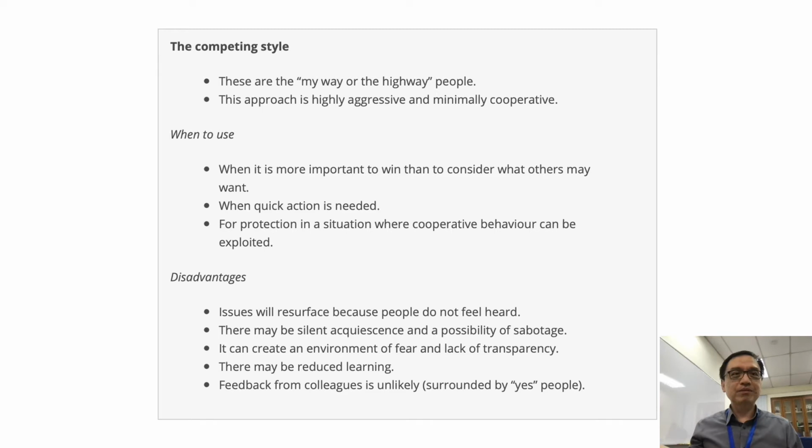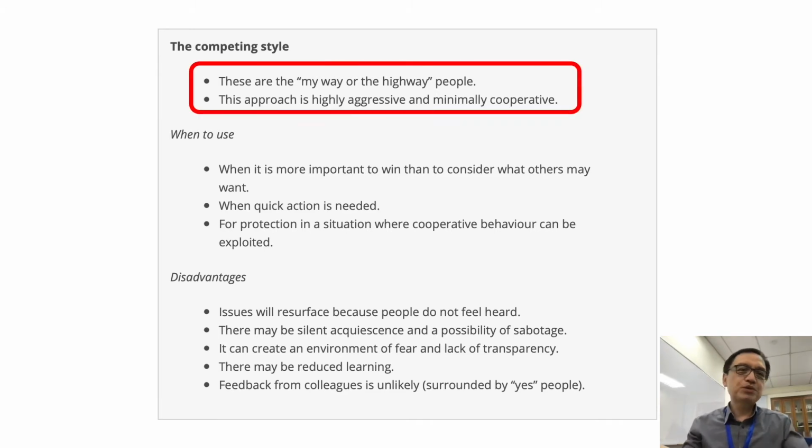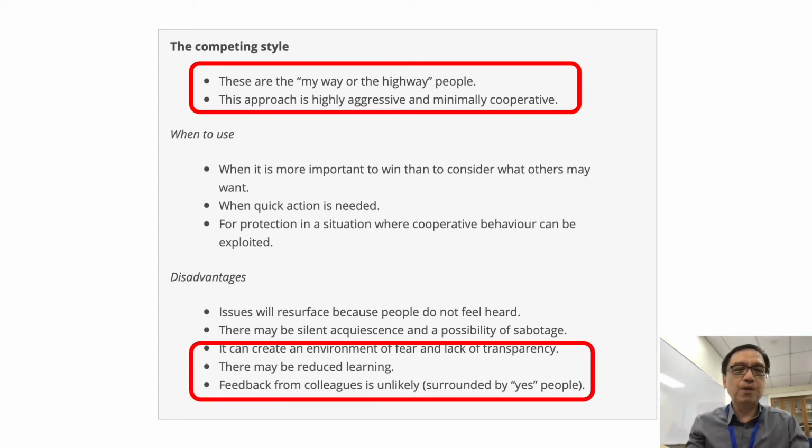Number 1, the competing style. I'm sure you have seen people who deal with conflict in that style. My way or the highway. This is an aggressive approach. Of course, there are drawbacks. You create an environment of fear, and over time you will be surrounded by yes men, which is not good.